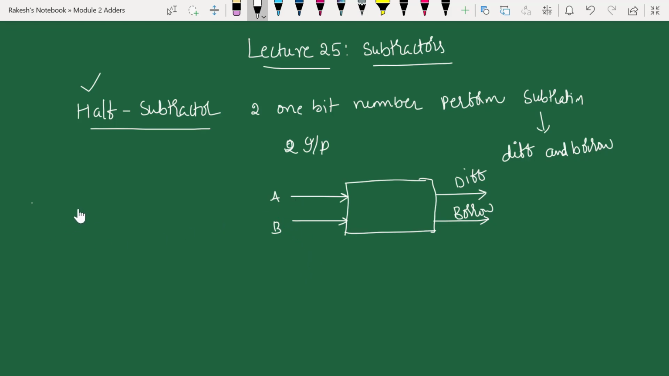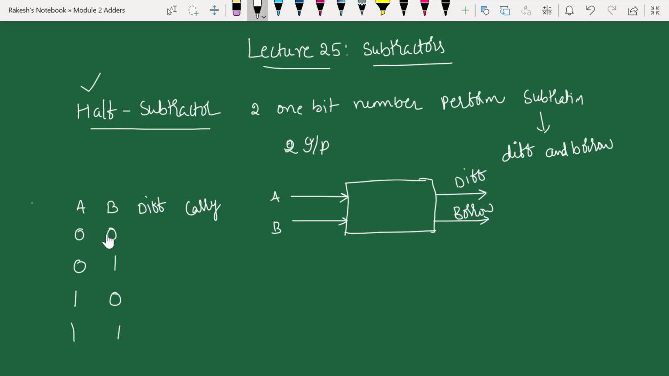So that means you are having two variables. That means you are going to have a total of 4 possible combinations. That means it can be 0 0. That means 0 minus 0 will be there, 0 minus 1 will be there, 1 minus 0 will be there, 1 minus 1 will be there. So these are the possibilities, and we are supposed to see what is the difference and borrow when you perform the subtraction operation.